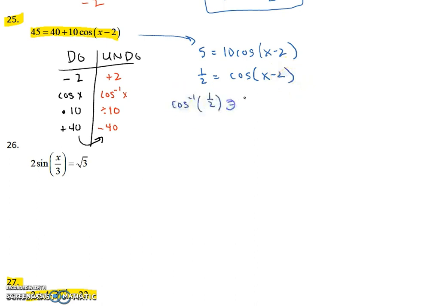Now to undo cosine, you see we have to use cosine inverse. So we're going to take cosine inverse of that fraction 1/2. If you do that on the right side, that completely just leaves you with x minus 2, right? Because cosine inverse will undo the cosine.